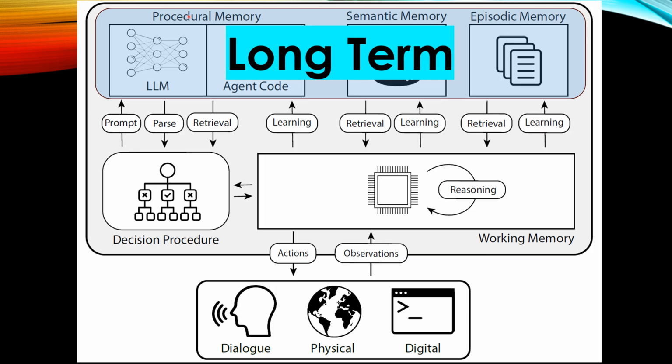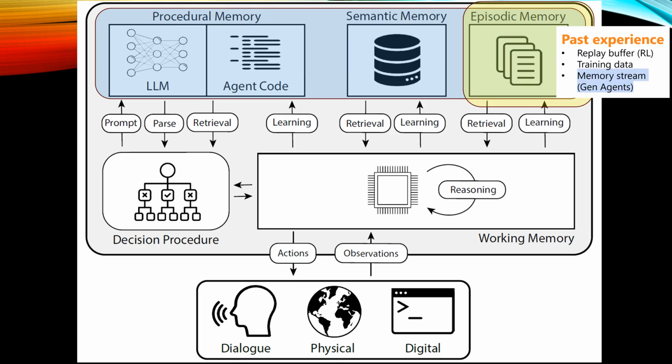Moving on, we proceed to the long-term memories, namely the procedural memory, semantic memory, and episodic memory. The episodic memory represents the past experience of the agent. It is closest to the plain English meaning of the word memories, for example, the sights and sounds of a place you visited yesterday. In reinforcement learning, this is commonly used and is known as the replay buffer. It can also contain things like the training data. In generative agents, this is represented by the raw observations and events in the memory stream.